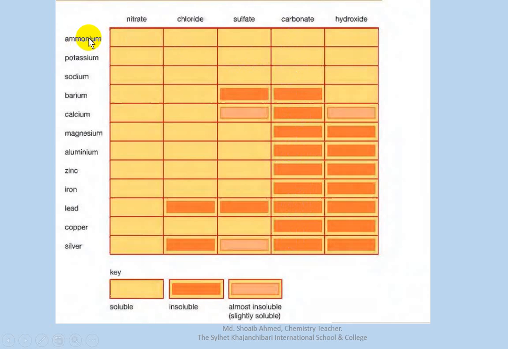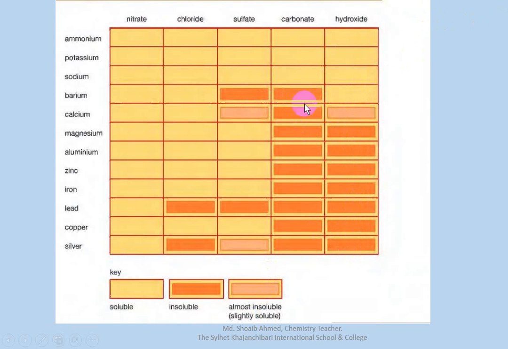Look, all ammonium salts are soluble, all potassium salts are soluble, all sodium salts are soluble. You have to remember this. Now hydroxides: ammonium hydroxide is soluble, potassium hydroxide is soluble, sodium hydroxide is soluble. Barium hydroxide is soluble, but calcium hydroxide is slightly soluble, and the rest are insoluble.